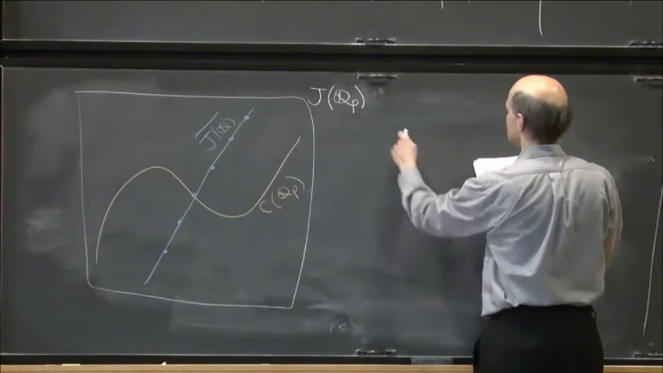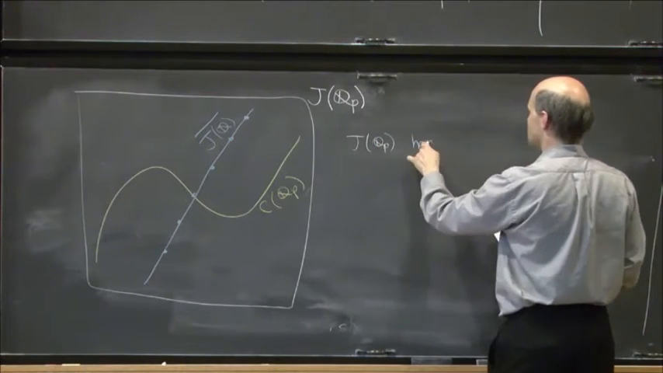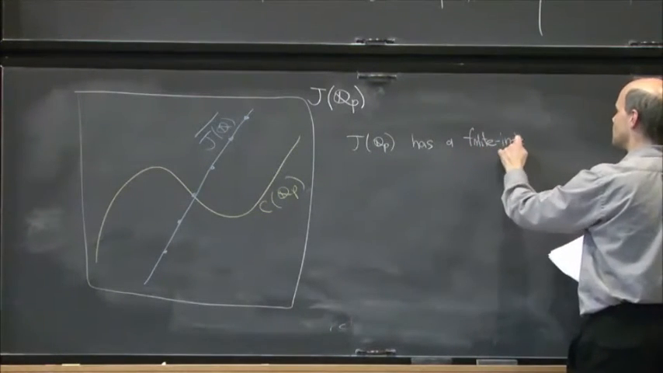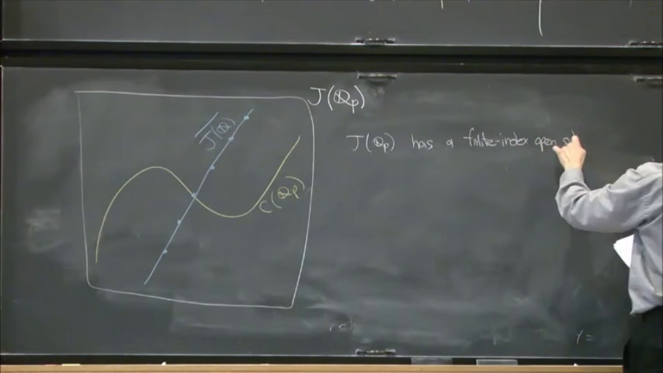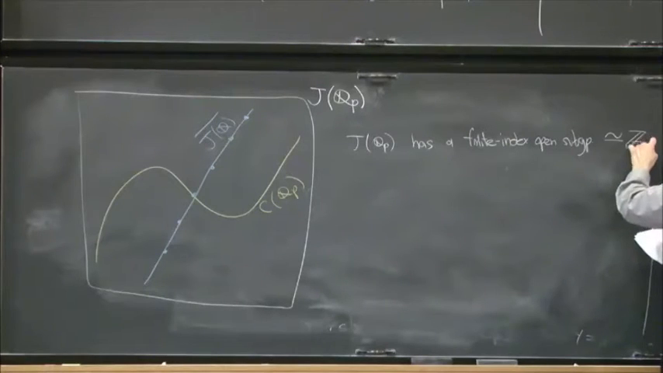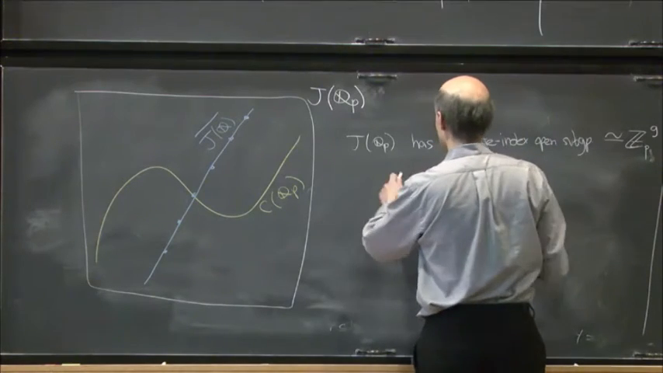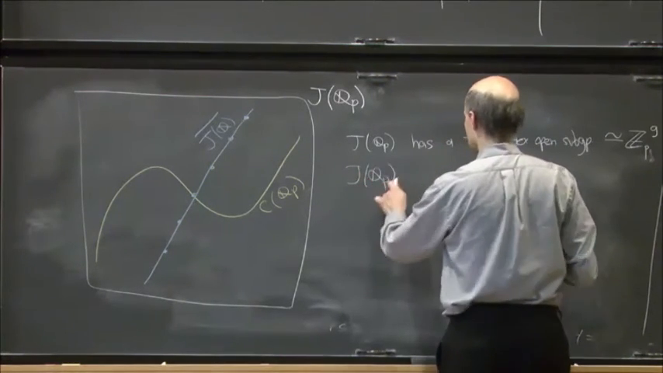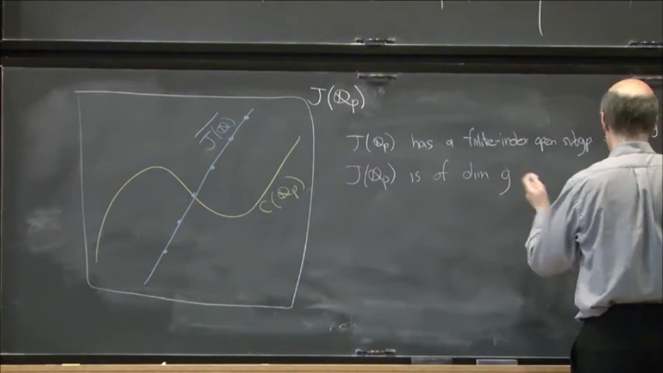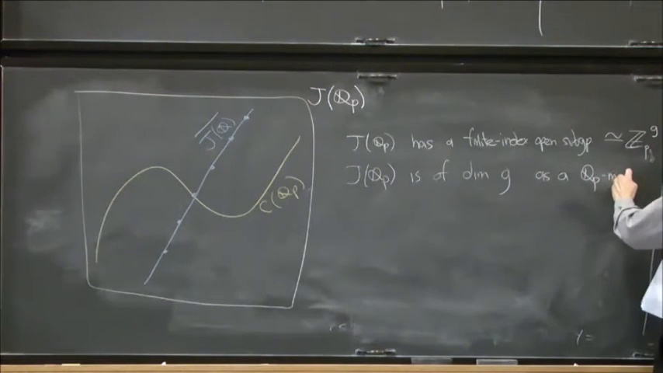So in general, what happens is that this group is a compact group. It has a finite index open subgroup that's isomorphic to a direct product of copies of Z_p. That just follows from the formal group. And as a consequence, this thing is of dimension g as a manifold, if you think of it as a naive Q_p manifold.